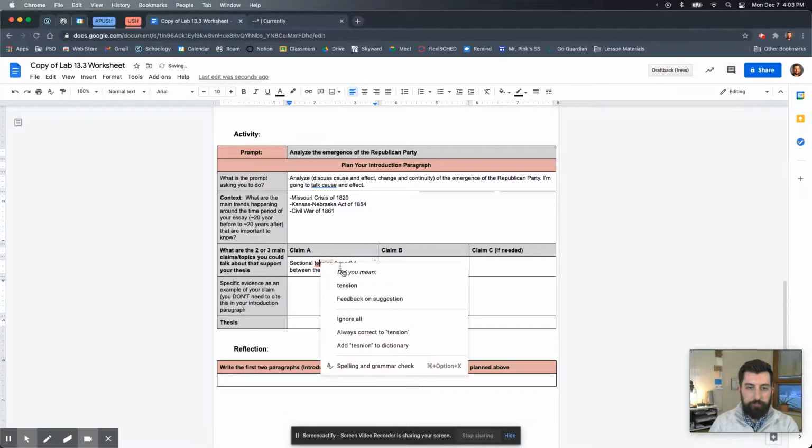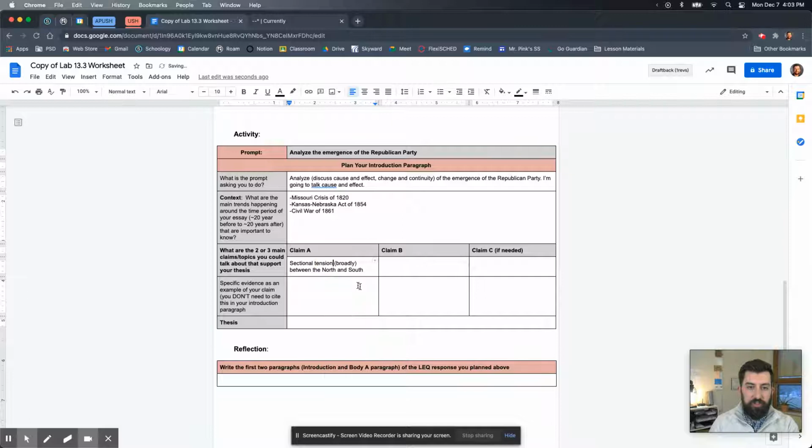Spelling. So, sectional tension broadly between the North and the South. Now, one thing I added down here, which I would like you guys to start to get in the habit of, is providing evidence when you're planning your paragraph. So you don't want to get in and have your supporting claim and then realize that you can't think of any specific pieces of evidence for it, right? That's definitely not ideal. So get in the habit when you jot down your claims, when you're outlining your paragraph, jot down your evidence too.